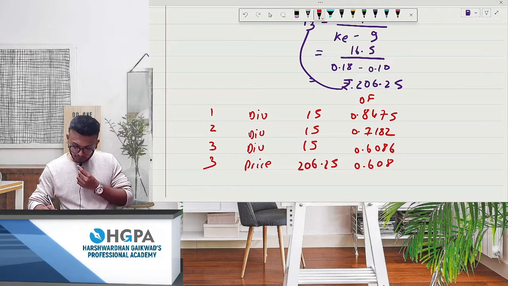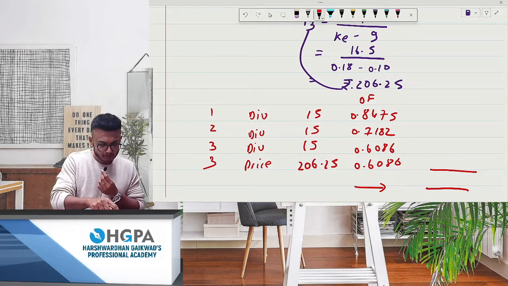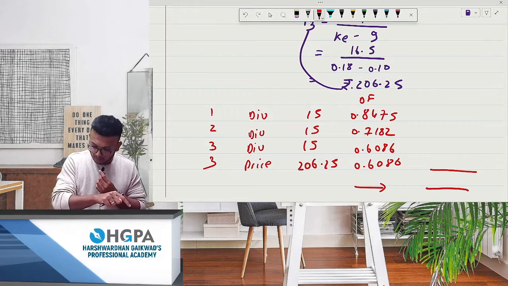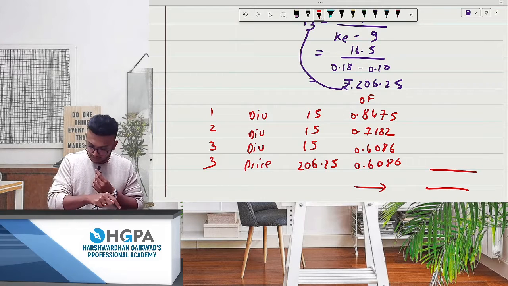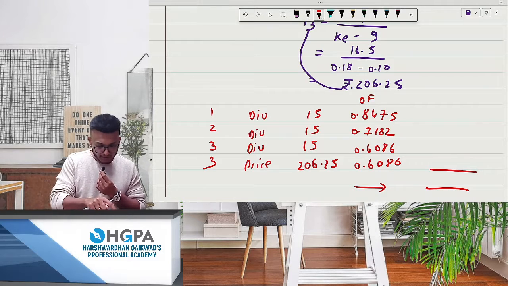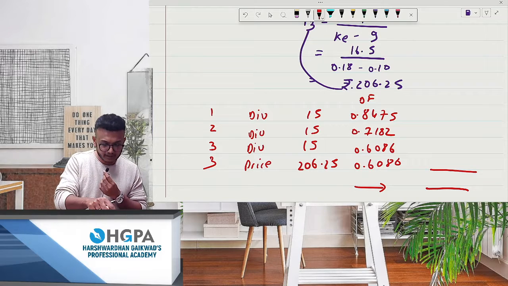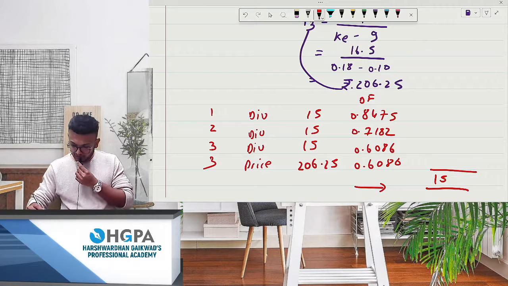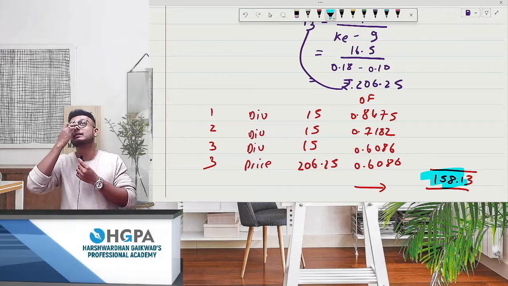Yes. See what is the answer? That is your answer for the first question. Very simple. 15 into 0.8475 plus 15 into 0.7182 plus 15 into 0.6086 plus 206.25 into 0.6086. How much is the answer? 158 something, 158.13. Are you getting this answer, everybody?